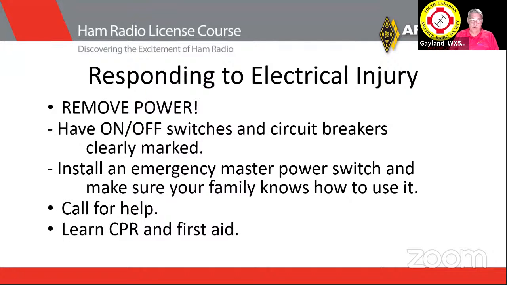If you stick your finger in something, does your spouse, significant other, children, friends, whoever else is in there with you, do they know how to shut things off? That's why you mark them. Good practice, install a master power switch, and make sure it's marked. Make sure your family knows where it is and how to use it.